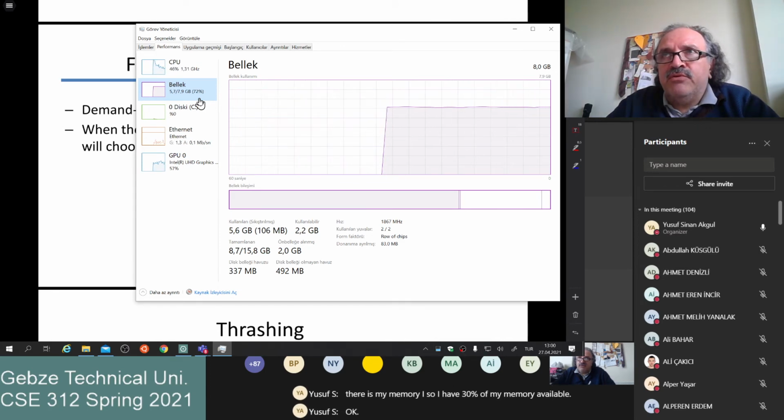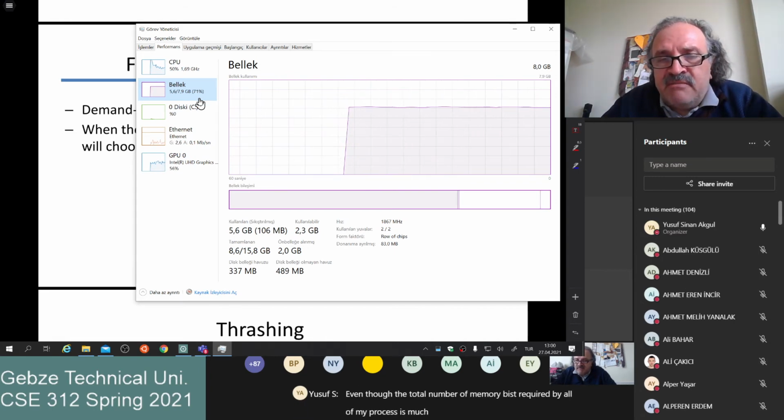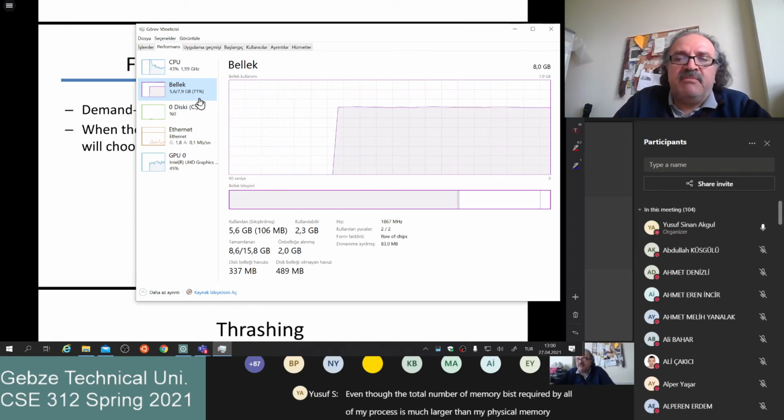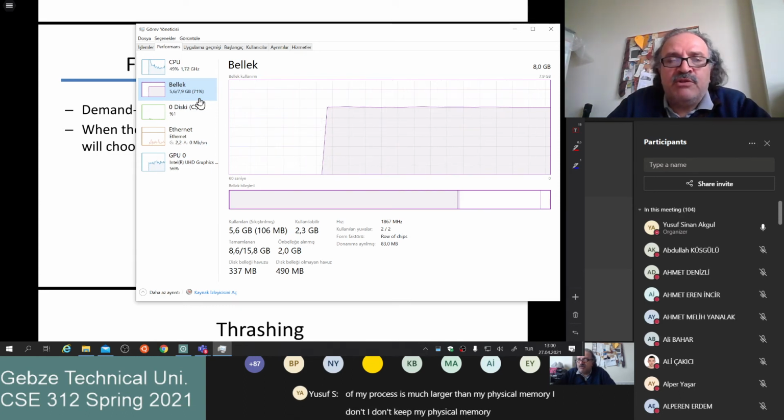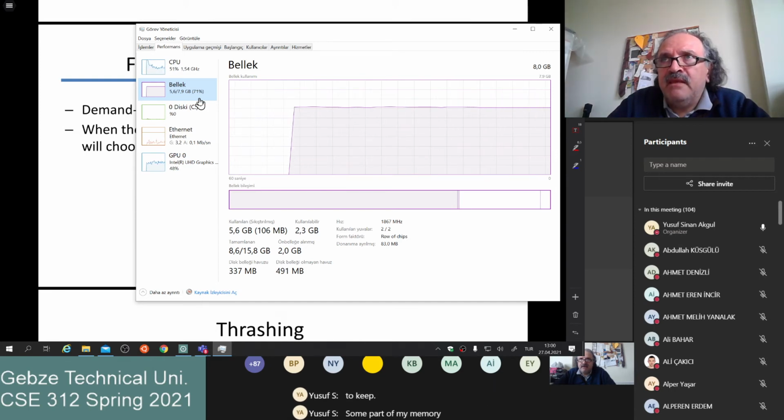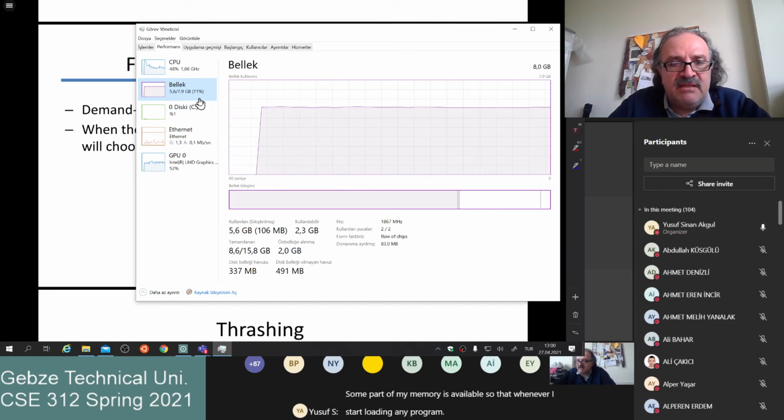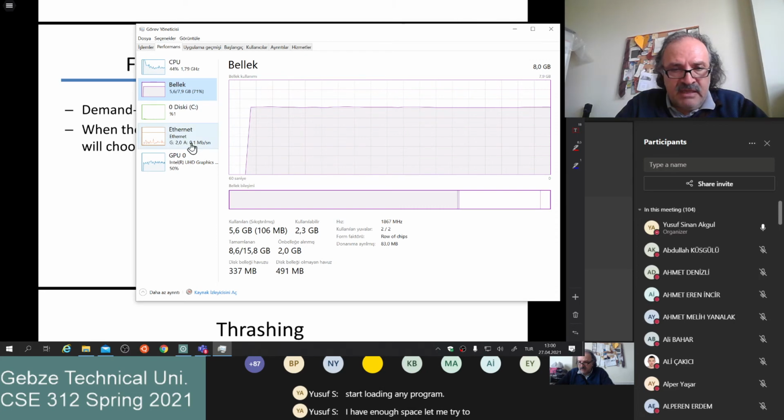Even though the total number of memory bytes required by all of my processes is much larger than my physical memory, I don't keep my physical memory 100% full. I try to keep some part of my memory available so that whenever I start loading a new program, I have enough space.